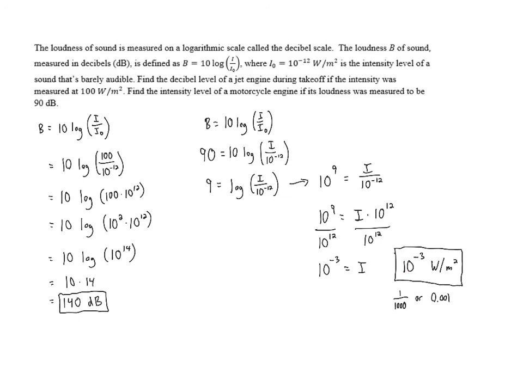The reason why we use the decibel scale is because it's much easier for us to understand the difference between 140 and 90 than it is to understand the difference between 10 to the negative third, 100, and 10 to the negative 12th. This is a situation where the intensity has such a wide range that it's difficult for our brains to comprehend it. So we use a logarithmic scale, which puts all of the numbers into a smaller range that's easier for us to understand.